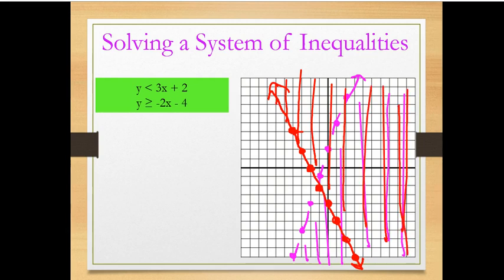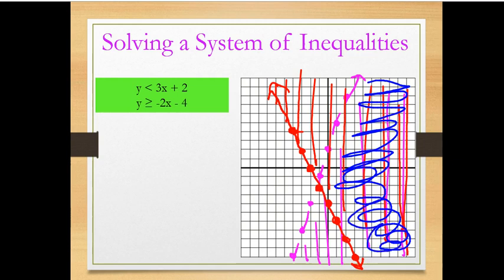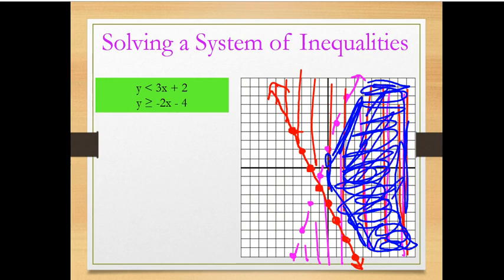Our solution is going to be all the points that are included where the shading overlaps. So this area right here is going to be our solution area. Our solution can be included on the red line, but not on the pink line. The pink line is dotted, so it is not a part of the solution. The red line is solid, so it is a part of the solution.